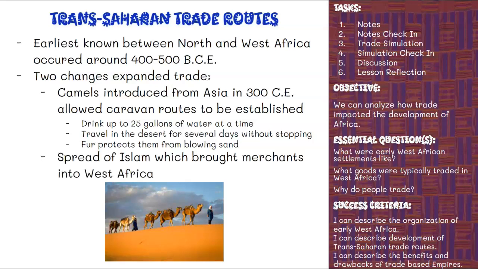And then also, there's going to be a spread of Islam, which is going to bring in more merchants into West Africa. And we'll learn later about how there was an attempt by the Arab people to take over Ghana, but Ghana is going to defeat them, but it's going to leave the people behind, which also leaves the tradition of trading behind.